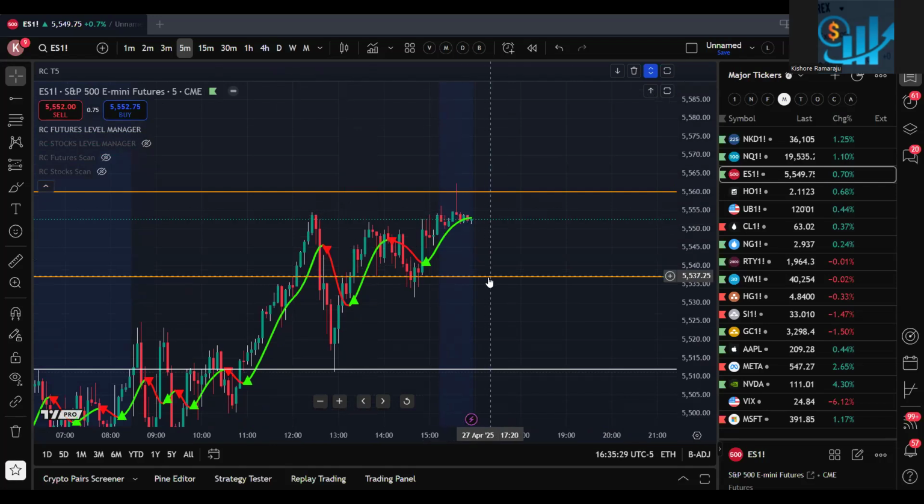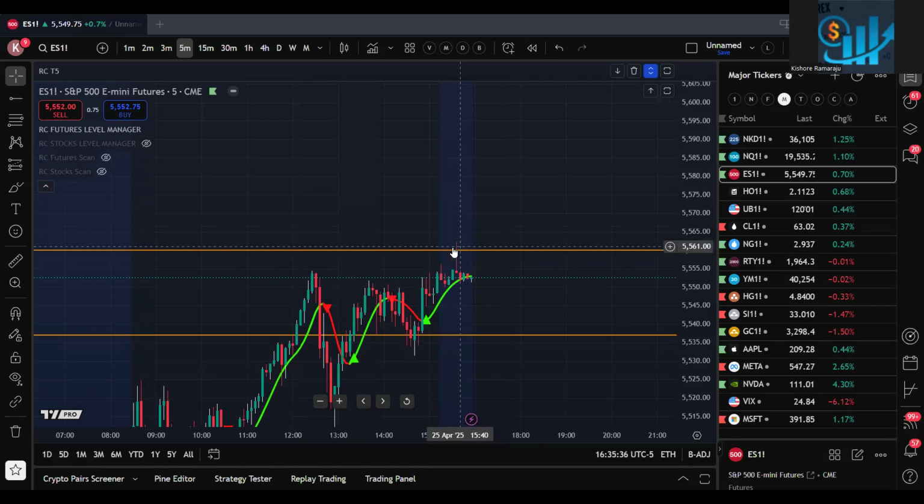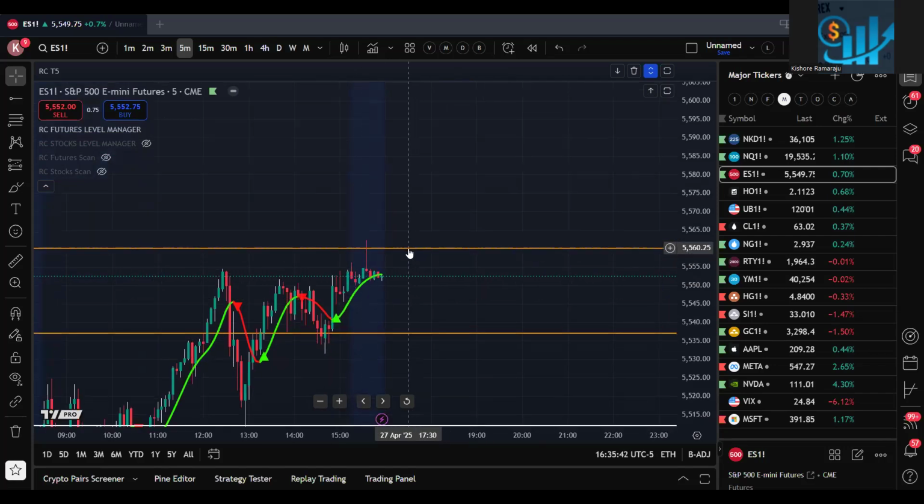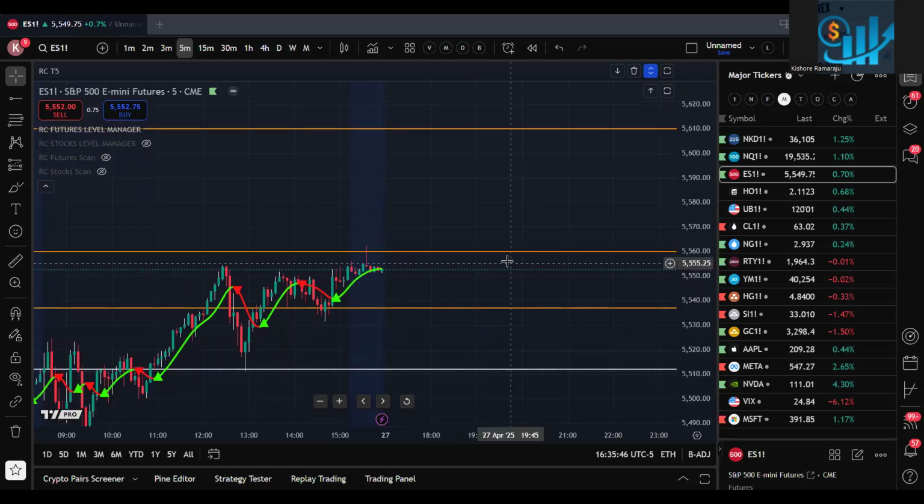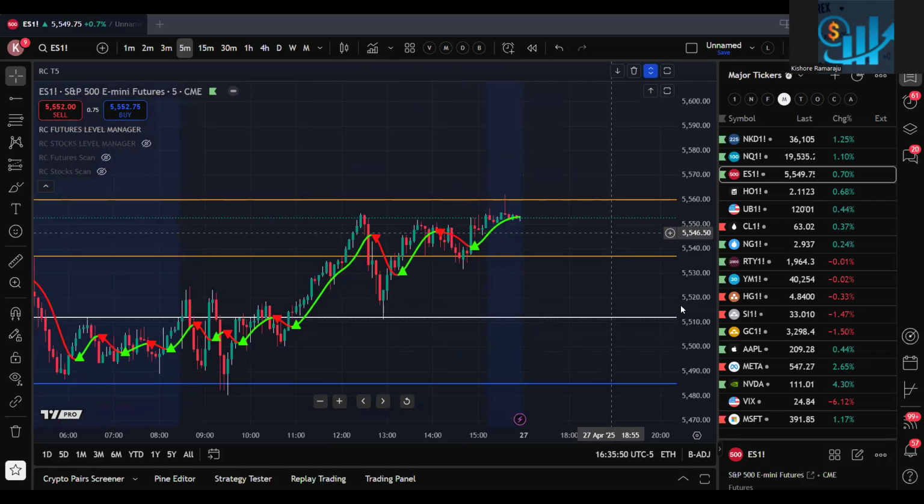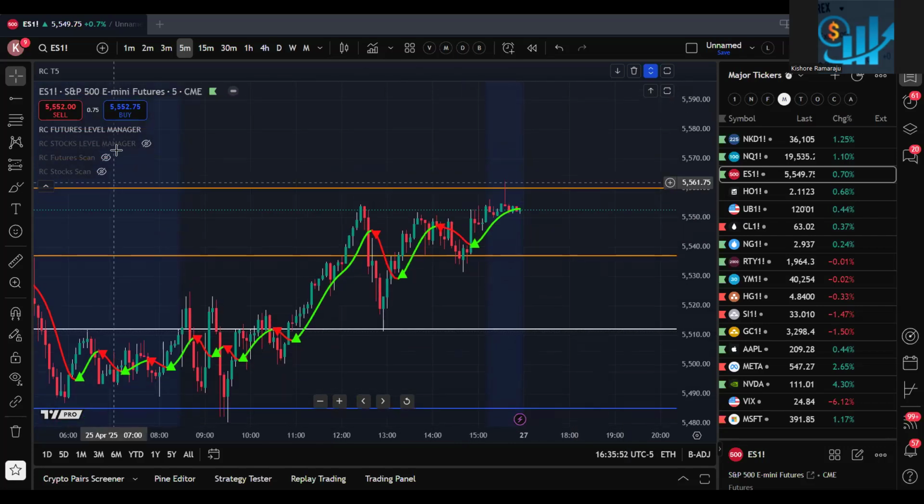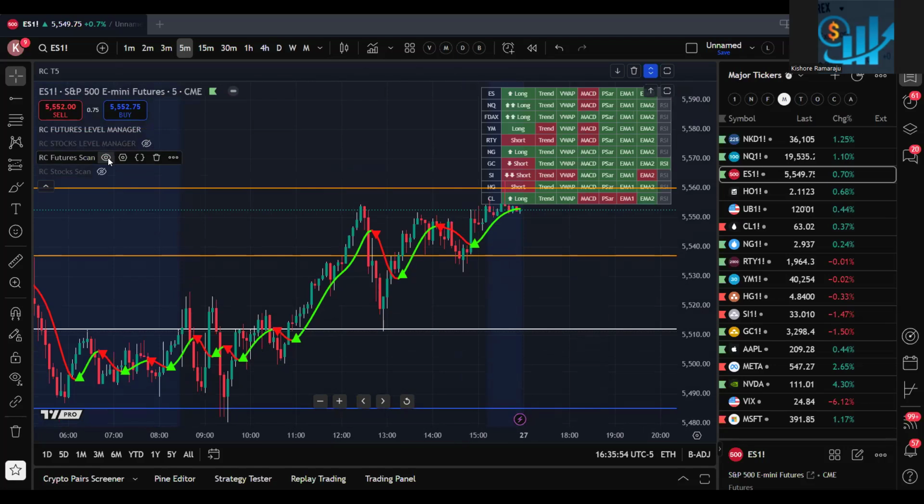If price comes here, there is a very high possibility for price to bounce back. The first time it is touching this resistance level, this will act as a resistance level. But next time if it is coming and you don't see any red candle, then there is a very high possibility for it to go all the way to the next level. So like that, this is how to use the scanner.